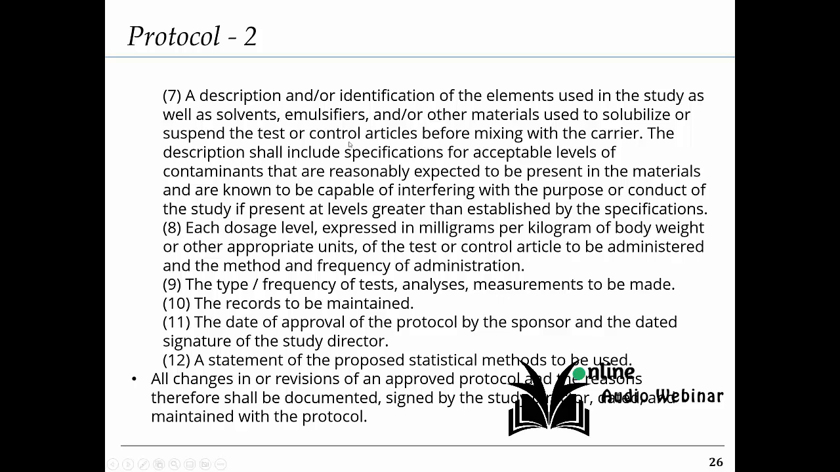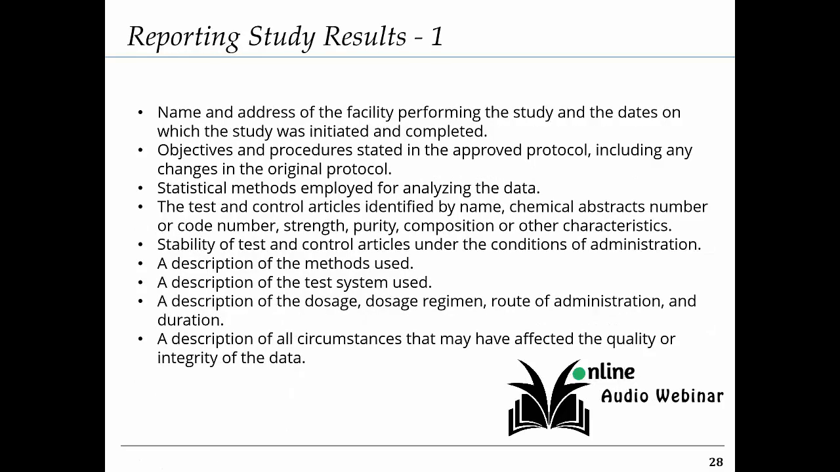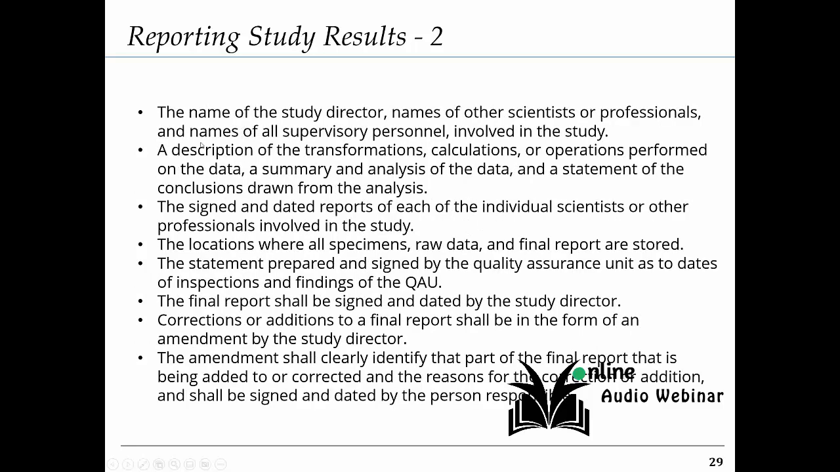You notice here a description of the elements used, solvents used, emulsifiers, and these should be identified by part number and lot number. Conduct of the study shall be in harmony with the protocol, talking about the test systems. Remember, that could be animals. Reporting study results. These are in requirement regarding the clinical requirements that have usually been cleared through an agency or certainly your IRB. Names of the individuals involved.